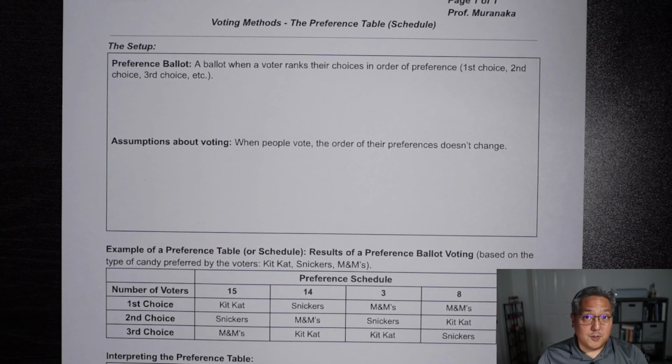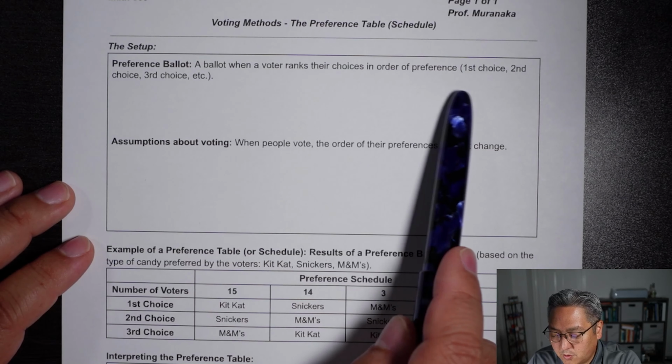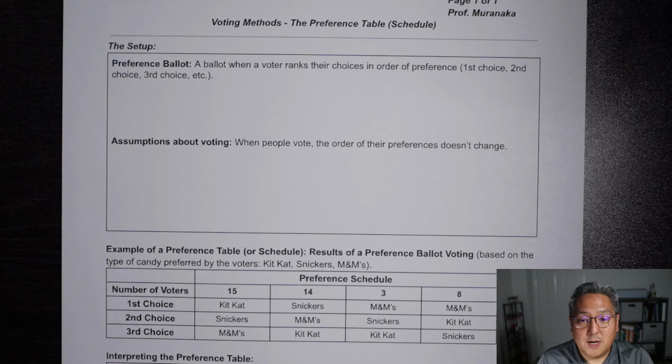So the way that we're going to collect ballots and collect votes is through a thing called a preference ballot. It's a ballot where the voter ranks their choices in order of their preference, right? So someone's going to pick what they think is their first choice, their second choice, their third choice, and that's what's collected by the people doing the counting, okay?